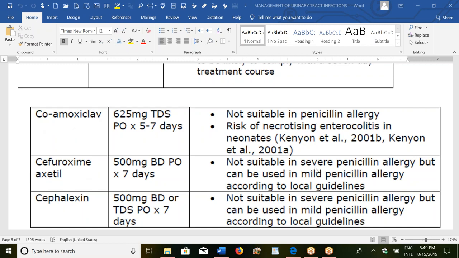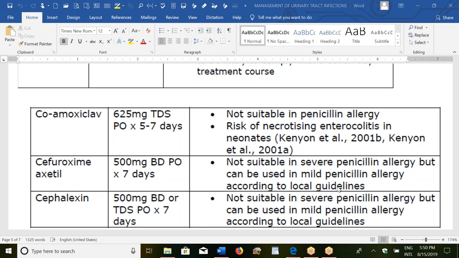Cefuroxime, not suitable in severe penicillin allergy, but can be used in mild penicillin allergy according to local guidelines. What is mild allergy? If the patient had just a mild skin rash. And what is severe allergy? If the patient develops anaphylaxis. Full-fledged anaphylaxis means that the patient has significant or severe allergy, so then it should not be given.